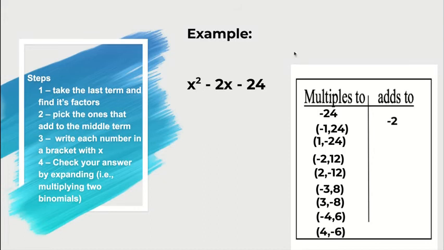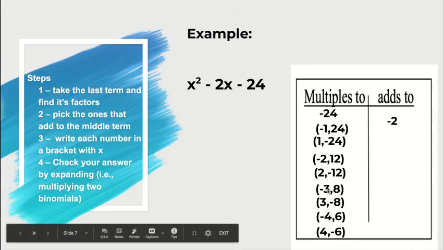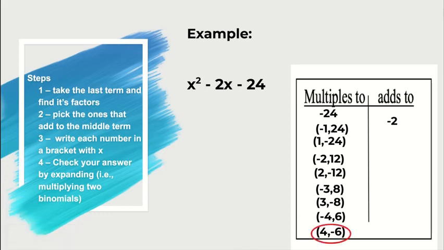It needs to add to negative 2. So negative 1 plus 24 is 23. 1 plus negative 24 is negative 23. Negative 2 plus 12 is positive 10. 2 plus negative 12 is negative 10. Negative 3 plus 8 is 5. 3 plus negative 8 is negative 5. Negative 4 plus 6 is positive 2. 4 plus negative 6 is negative 2. So this is our answer here. We put it right into the brackets.